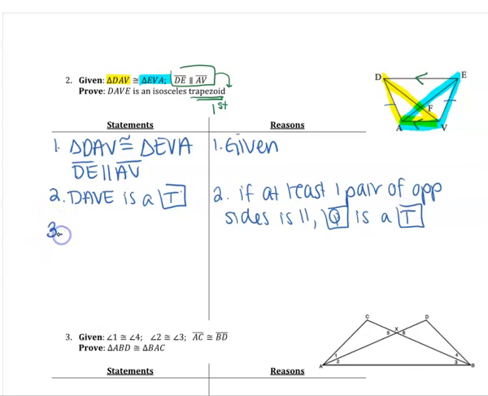All right. So if at least one pair of opposite sides is parallel, the quad is a trapezoid. Awesome. Now I got to take care of getting it to be isosceles. So let's talk about our legs being congruent. But remember, those were corresponding sides of our congruent triangles.